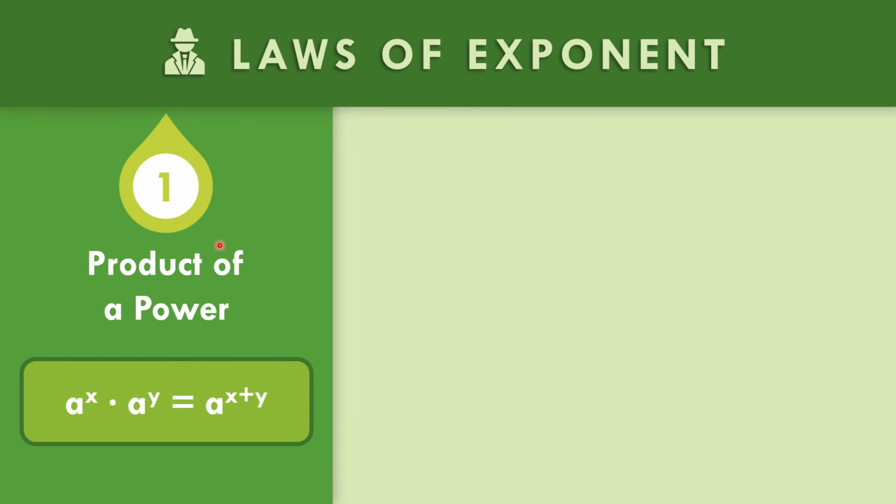The first law of exponents is product of a power. So a to the x, multiplied with a to the y, we have the same base. Copy the base and then add the exponents, x plus y. So let us practice. In the given example, that is m to the fifth times m to the 7th. So we have the same base, copy m, and then add the exponents 5 plus 7, so that is equal to m to the 12th power.